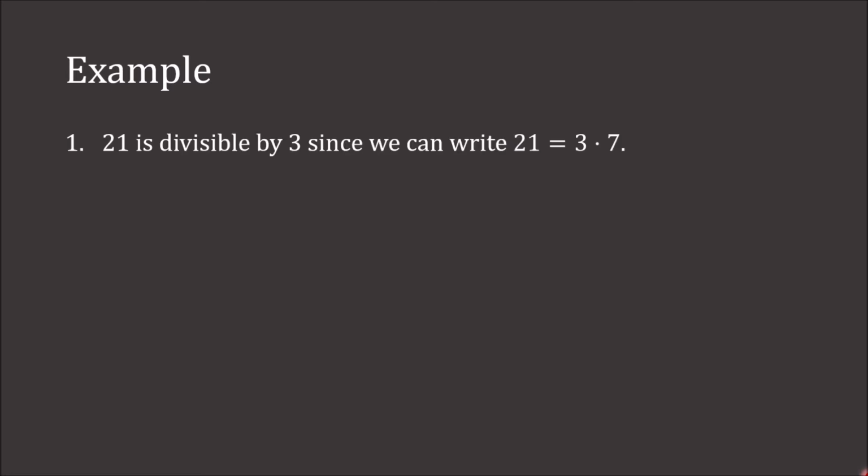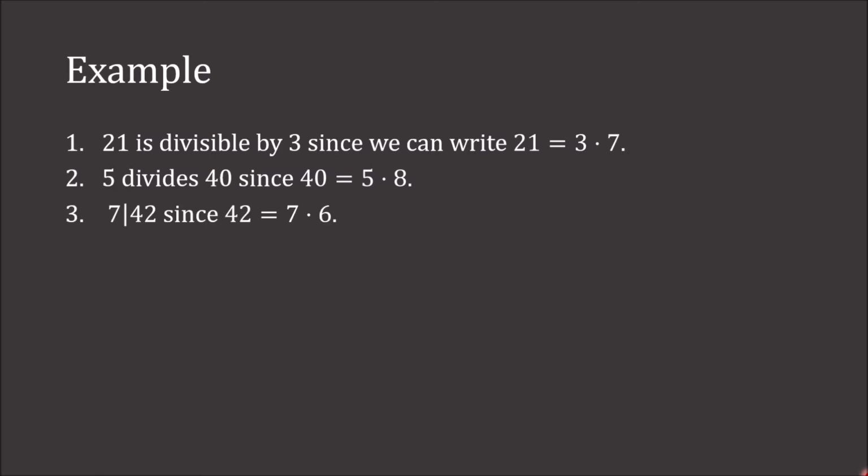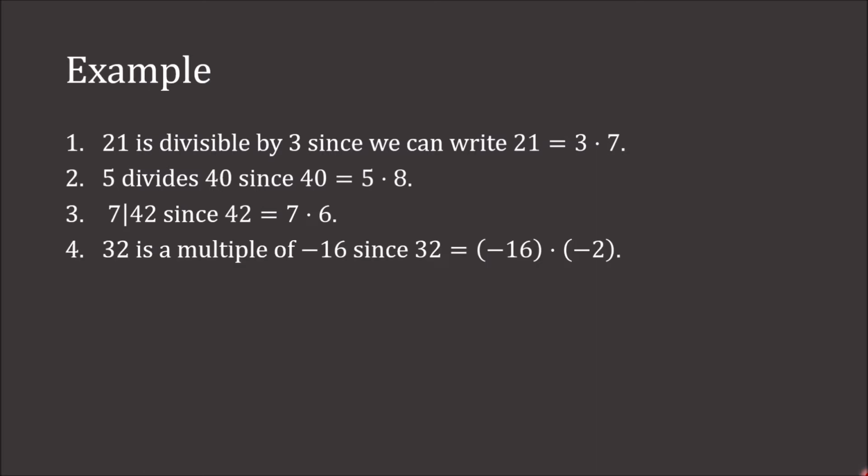So 21 is divisible by 3, since we can write 21 as 3 times 7. 5 divides 40, since we can write 40 as 5 times 8. 7 divides 42, since we can write 42 as 7 times 6. 32 is a multiple of negative 16, since we can write 32 as negative 16 times negative 2. 6 is a factor of 54, since 54 can be written as 6 times 9.